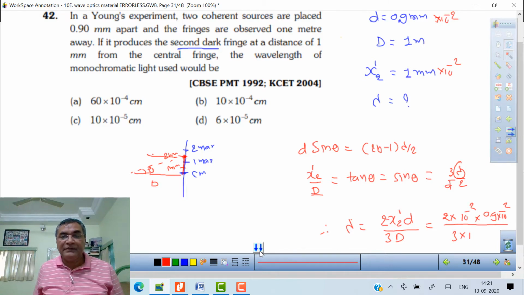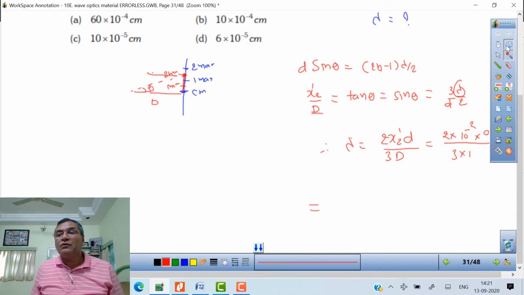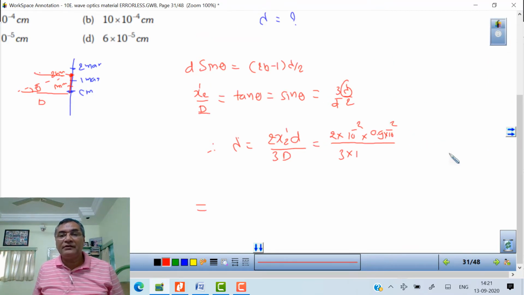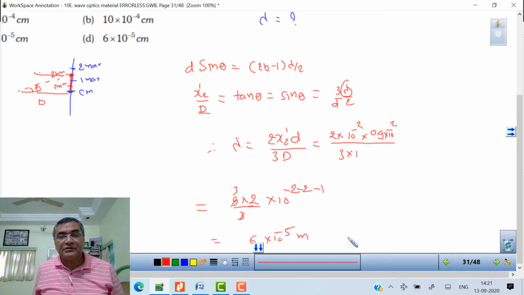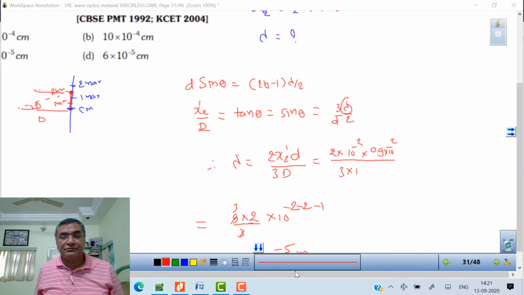So now we simplify this. What we get is 2 into 10 raised to minus 6, and with 0.9 we take minus 1, so 9, multiplied by 9 divided by 3, so 3, so 6 into 10 raised to minus 5. This is in meters, because we have used meters. So what are the options?